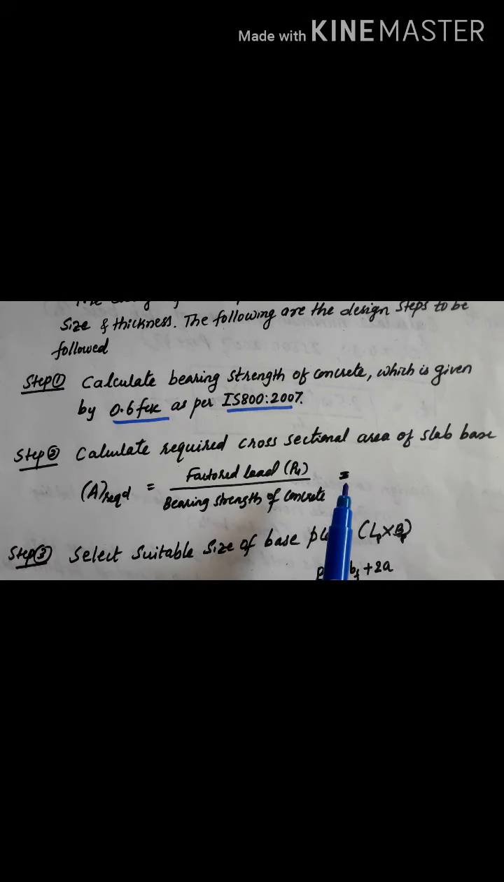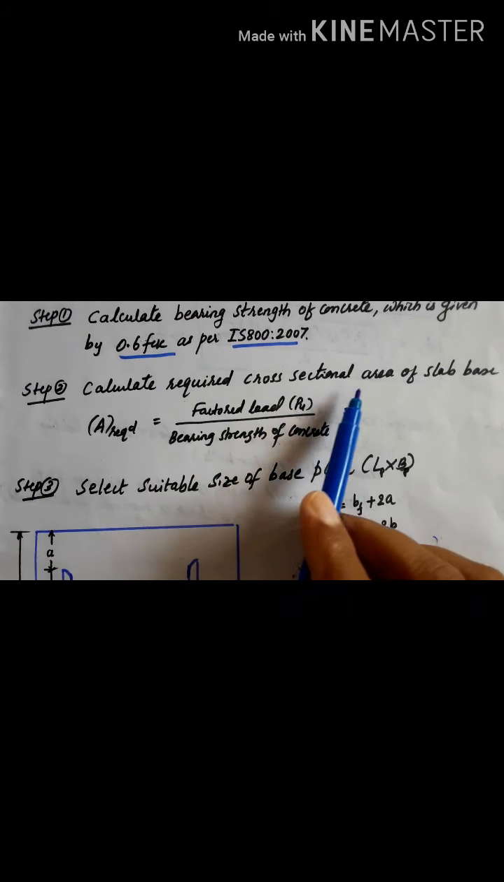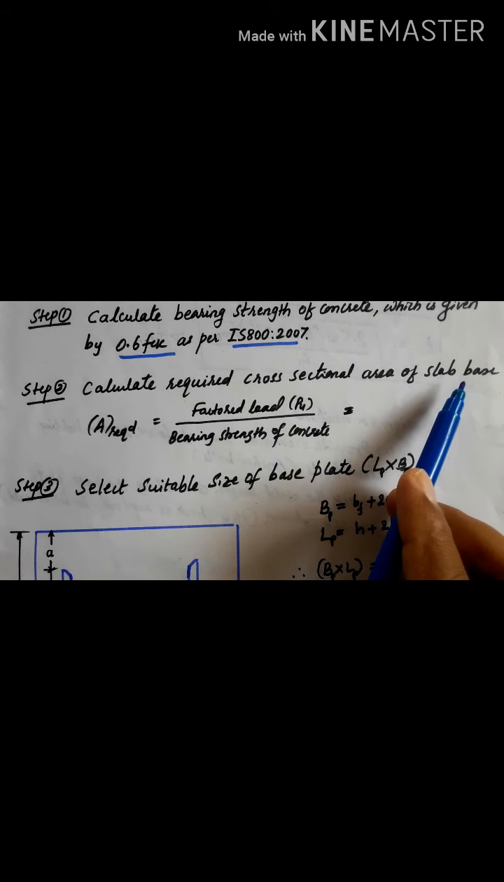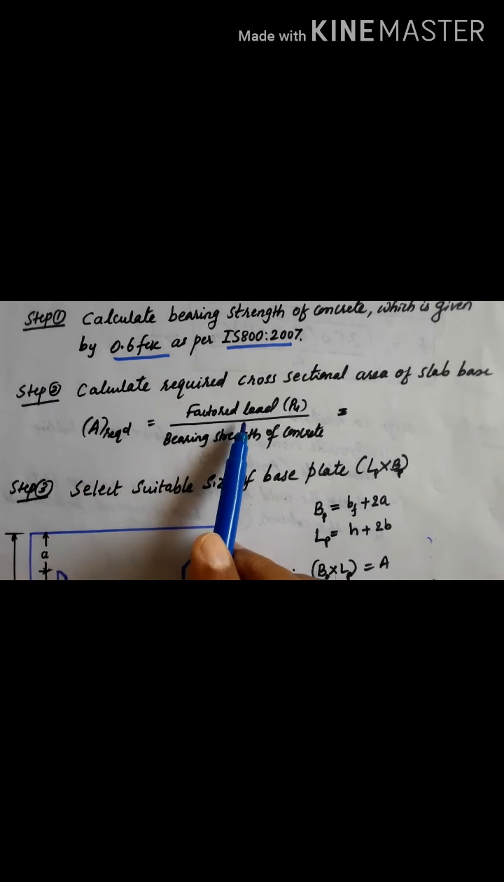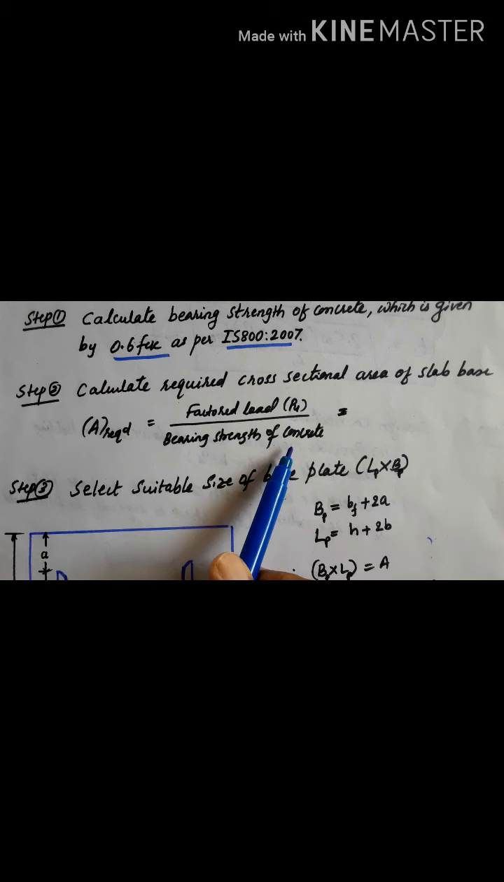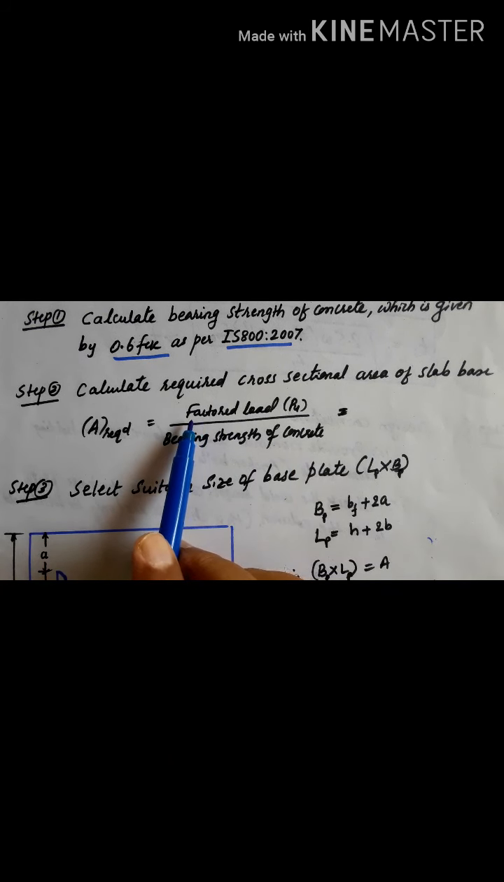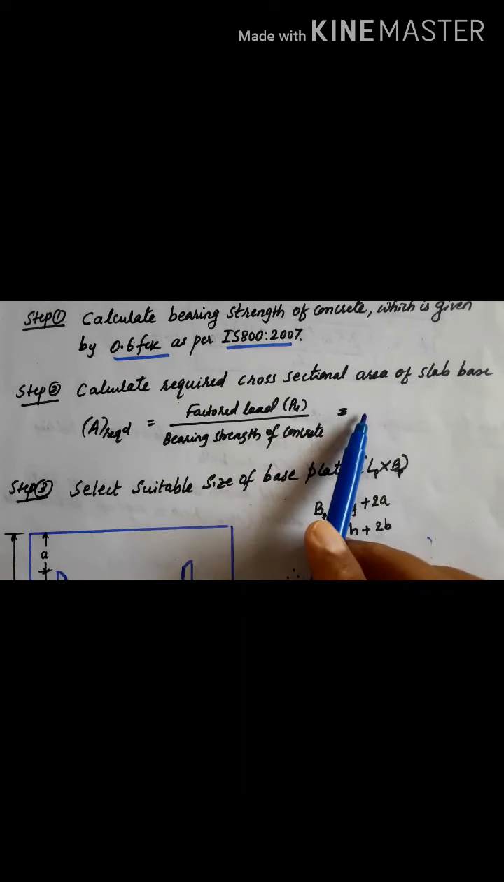Once you get the bearing strength of the concrete, then you have to calculate the required cross sectional area of the slab base. The area required will be the factored load divided by bearing strength of concrete. Here I mentioned factored load. Sometimes the working load will be given; you have to make that factored, then divide that load by bearing strength of concrete. This bearing strength of concrete you have calculated in the earlier step. Load divided by bearing strength, you will get how much area of base plate is required.